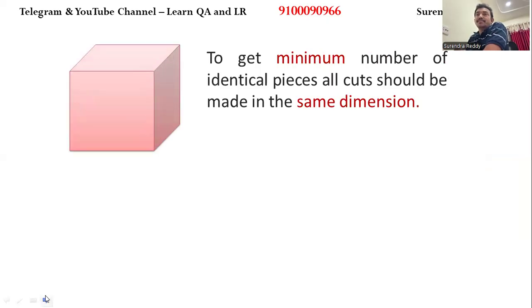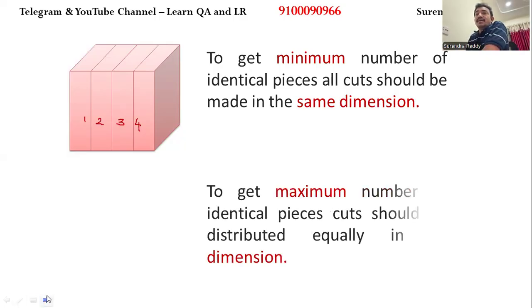Let me take a cube. We are making 3 cuts. With 3 cuts, how many pieces are you able to obtain? If you look, we have 1, 2, 3, 4 identical pieces over there. But to get maximum pieces, we will be distributing the cuts along different dimensions, means lengthwise ones, breadthwise ones, heightwise ones. Now with the same 3 cuts, we'll be able to get 8 pieces.